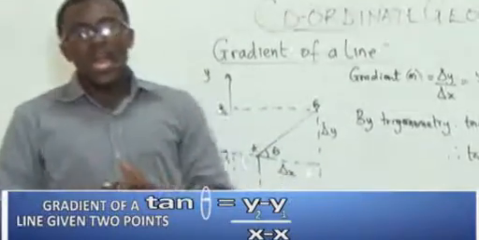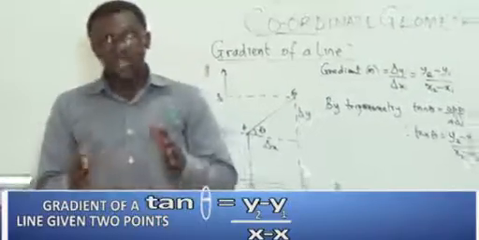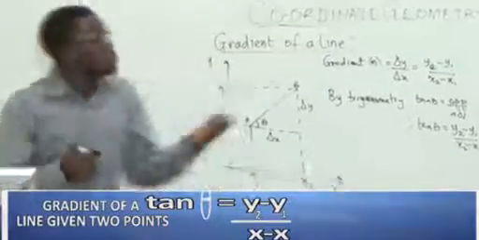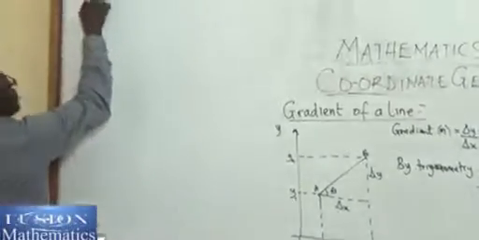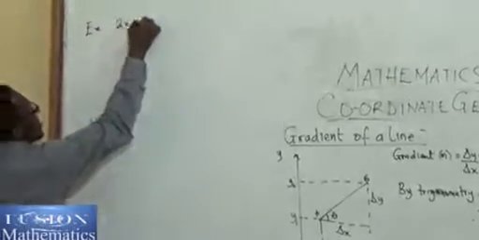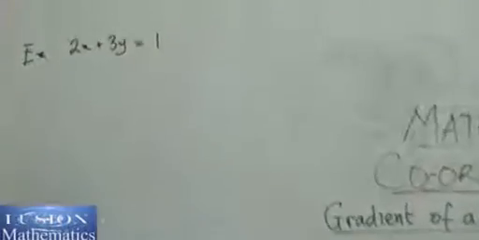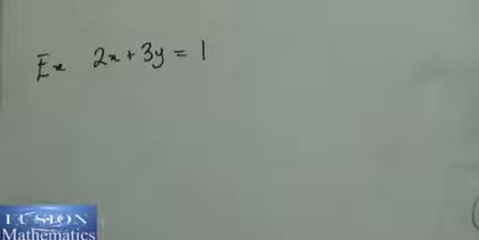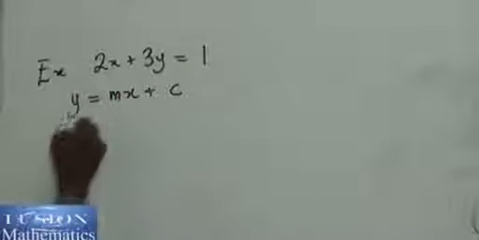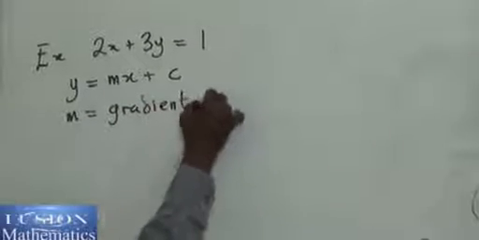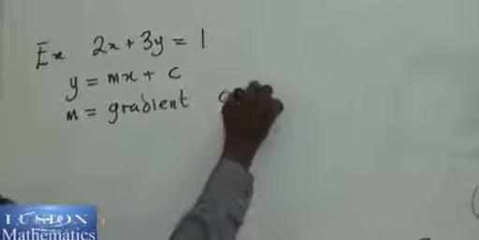But if you are given an equation of a line and you are asked to find the gradient, this is what you do. Give, for instance, you are given an equation of a line 2x plus 3y equals 1. To find the gradient of that line, we refer back to the straight line general formula, which is y equals mx plus c. m here is our gradient, and c is our y-intercept.